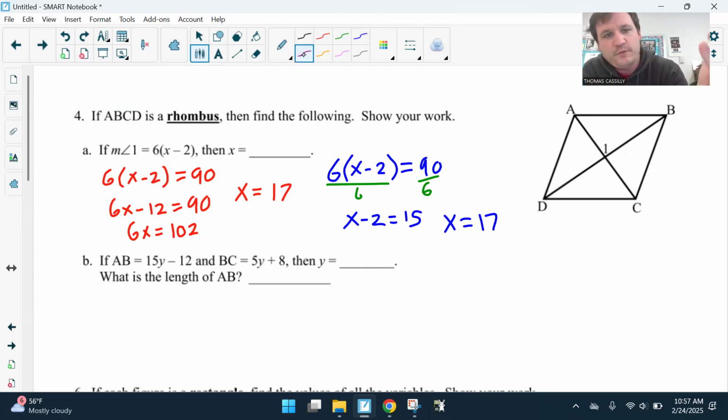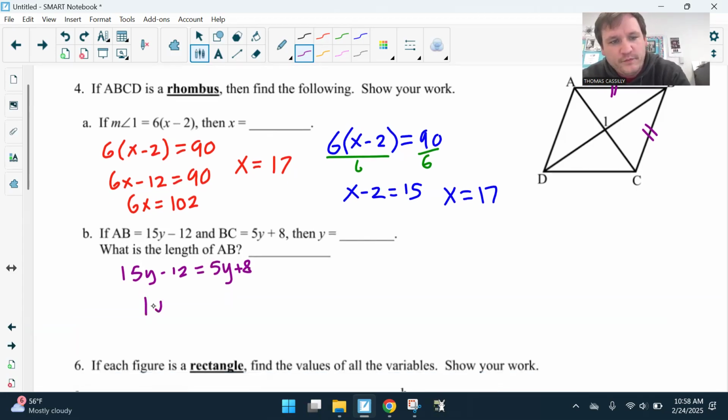On to part B. Remember, the definition of a rhombus is all four sides are congruent. So I know in this case, AB is congruent to BC. So I can just set those expressions equal to each other. So you get 15y minus 12 equals 5y plus 8. And then solve it. So 10y equals something. 10y equals 20. Therefore, y is 2.